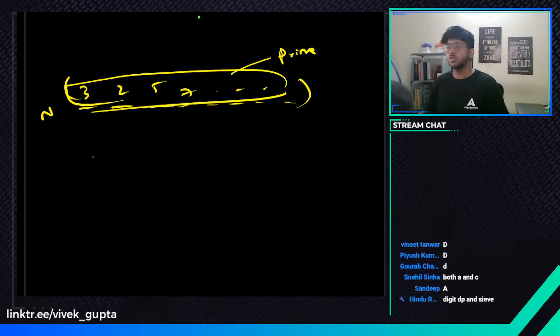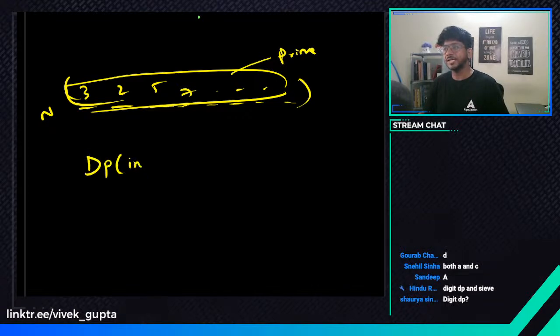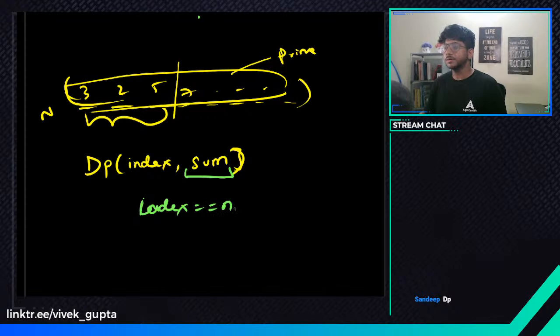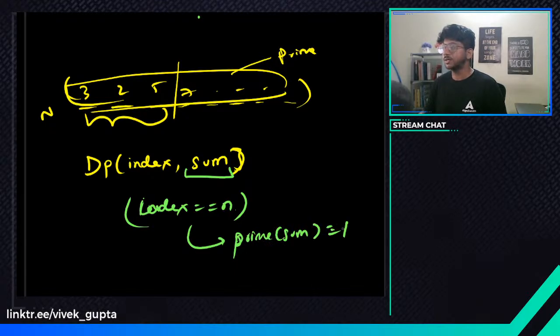Okay. So what we need to keep is a dp of index, the digit that we are filling in, and the sum of the things that you have got till now, because that is what we need to check at the end. When you reach index equal to n, if prime of sum is equal to 1, in that case we can say that this is a valid number, or else it's not a valid number, right?